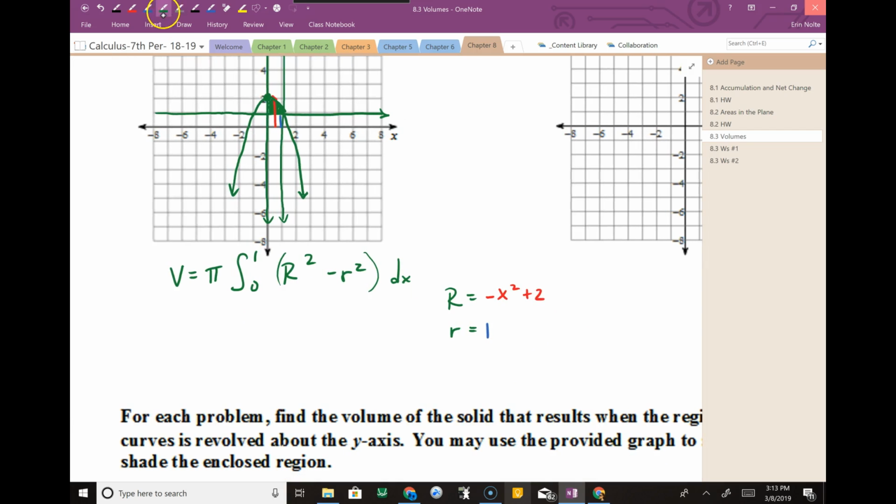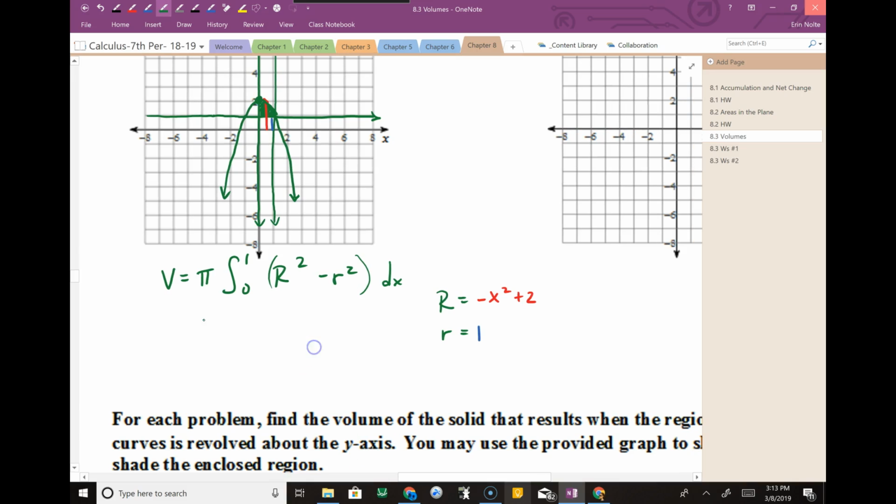Will big R always be like this? Big R is always the top equation, the distance to the top equation, and your little r is your distance to the lower equation of the area. So if I plug this in, we'll have negative x squared plus 2 squared minus 1 squared dx.